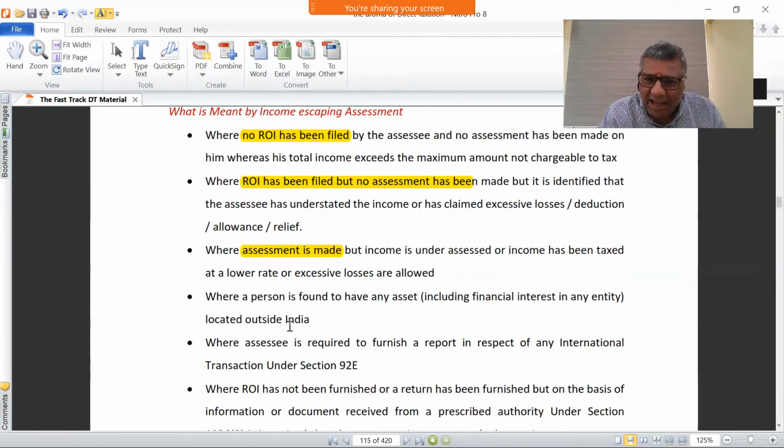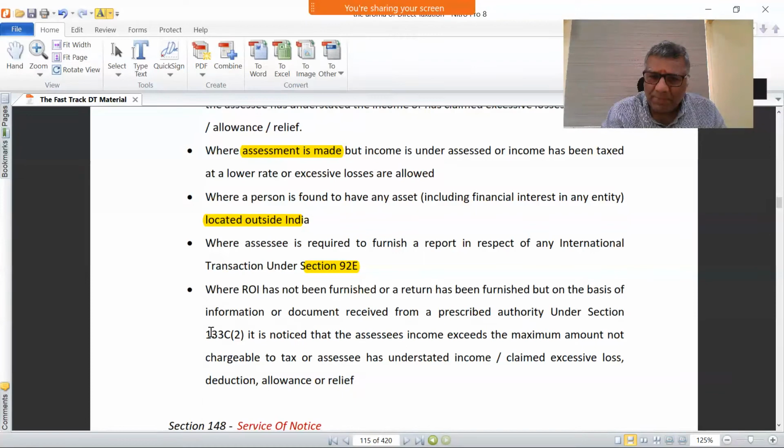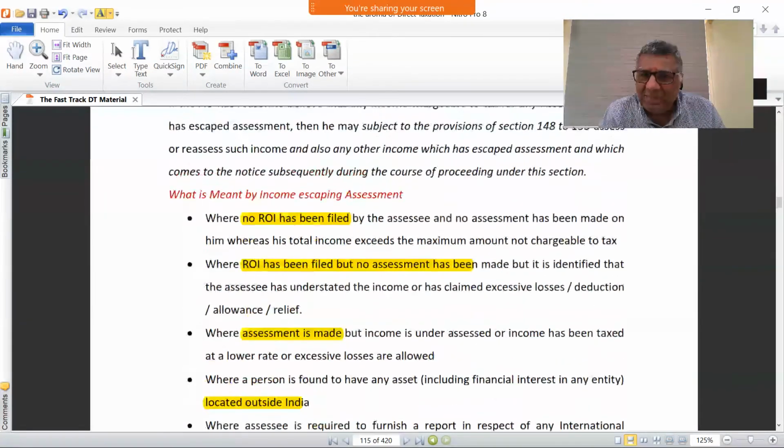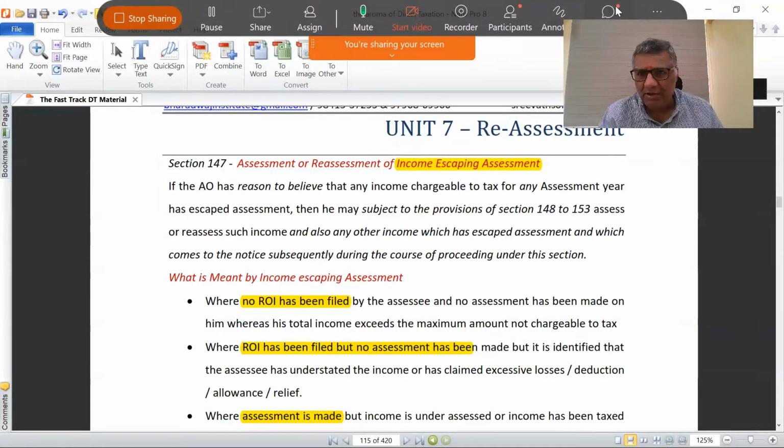Where the assessing officer identifies that there are assets located outside India, based upon the report of the auditor of transfer pricing, based upon a survey. Okay, based upon the survey, they come to know that income is understated. Income has escaped assessment.